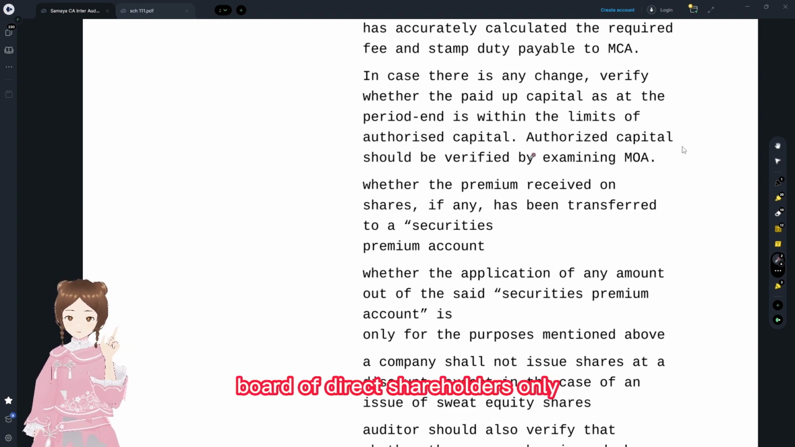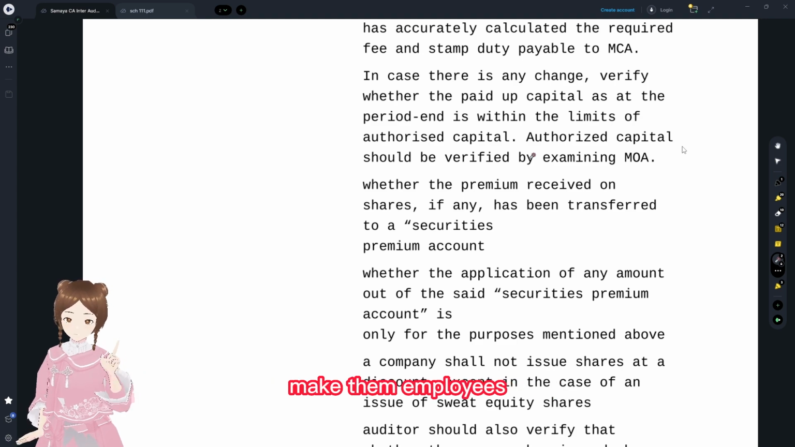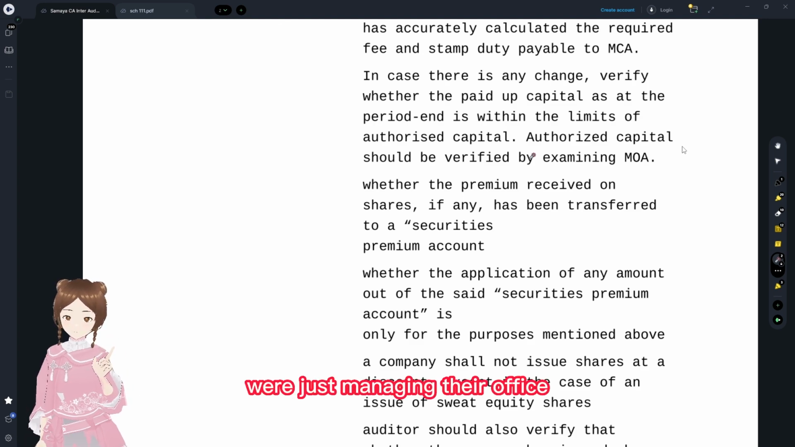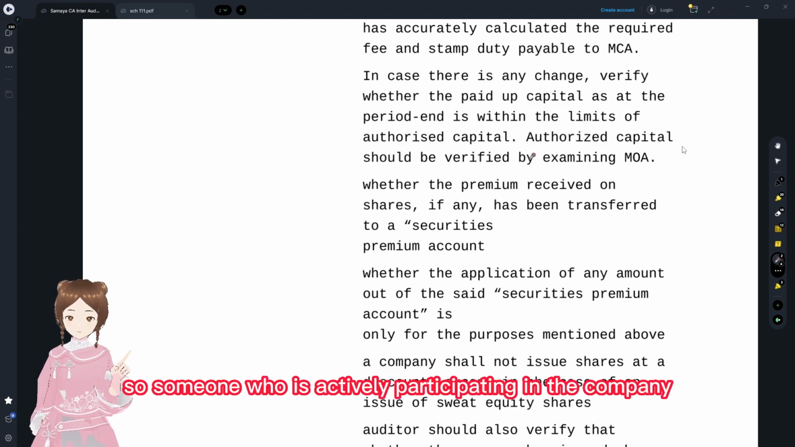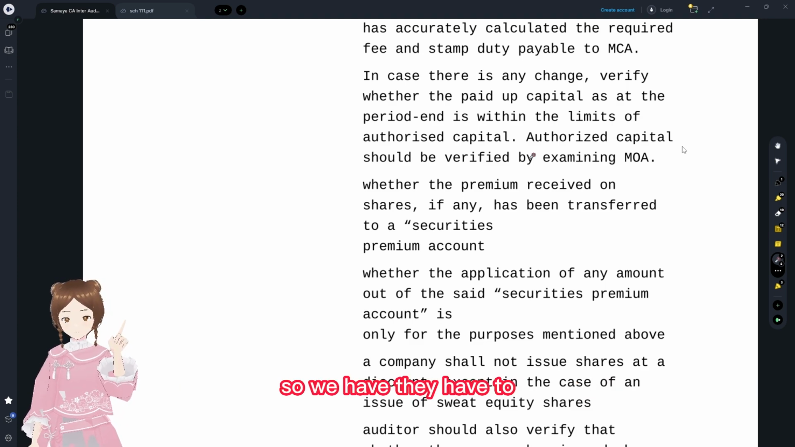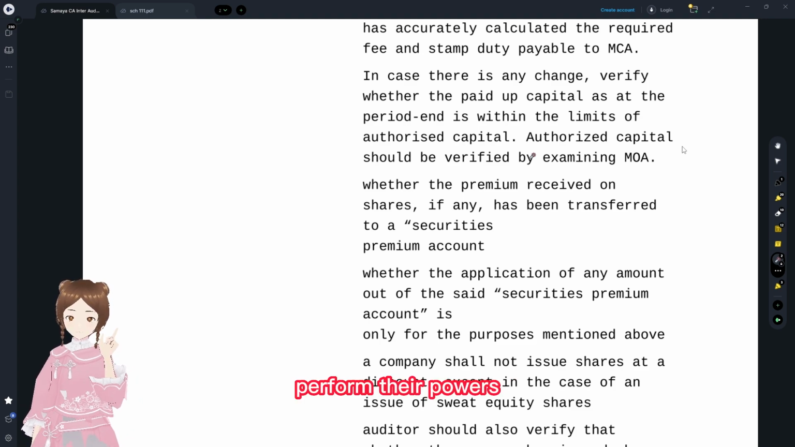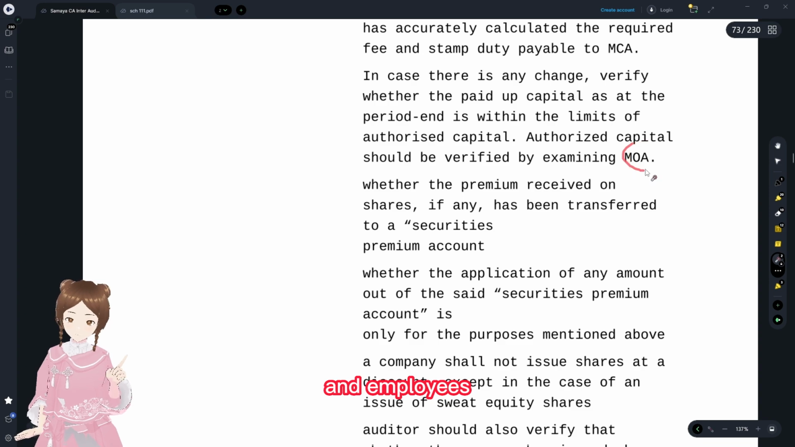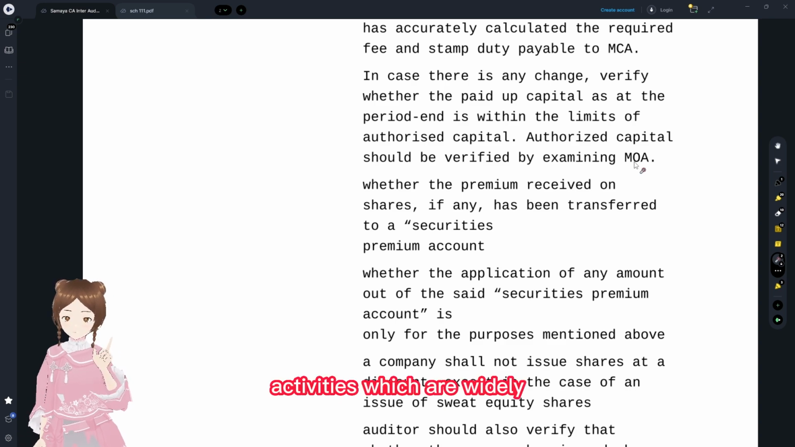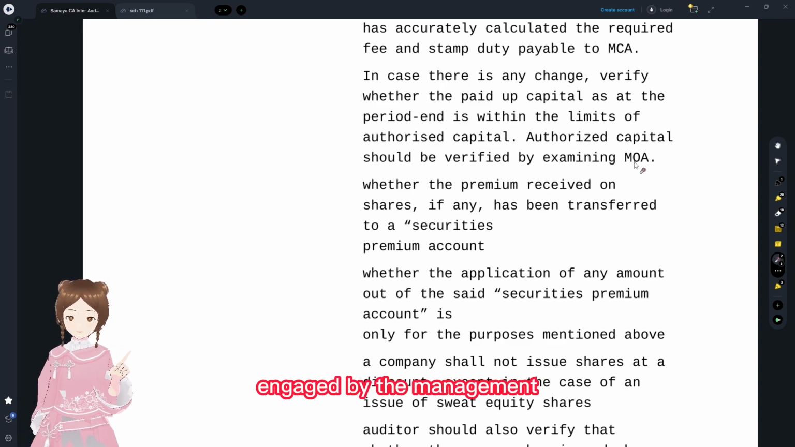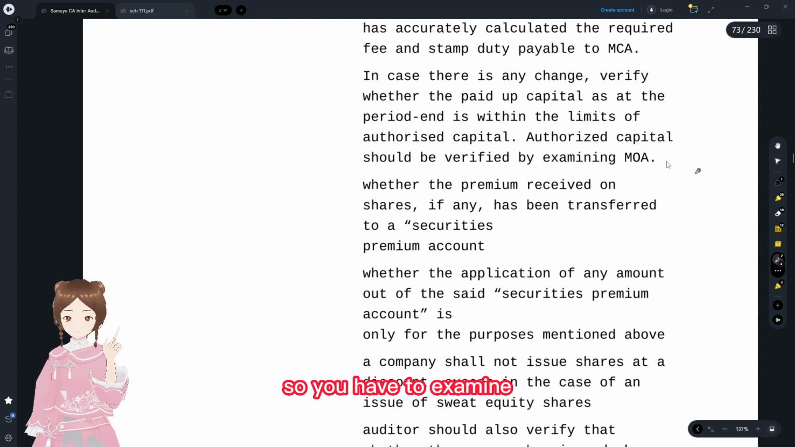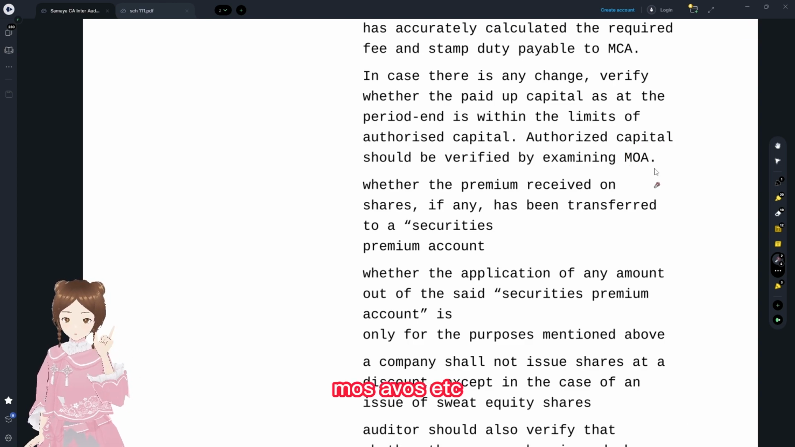Because shareholders only make the MOAs and AOAs. They are the owners of the company, but the board of directors were just managing the affairs. Someone who is actively participating in the company should not betray the actual owners, so they have to perform their powers within the MOA and AOA. As an auditor, you have to check that activities widely engaged in by the management do not betray the shareholders, so you have to examine with regards to MOAs, AOAs, etc.